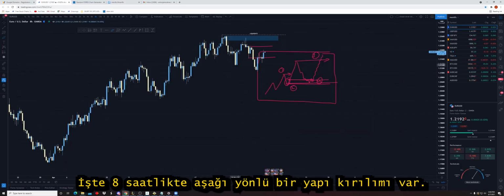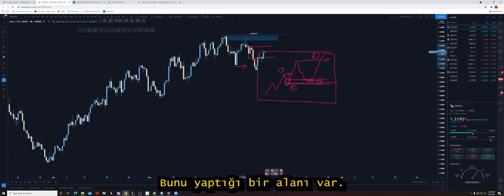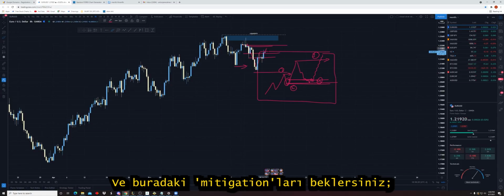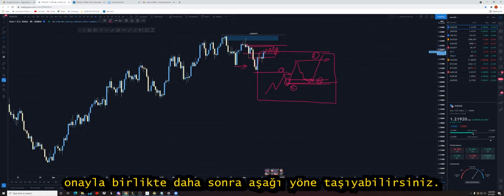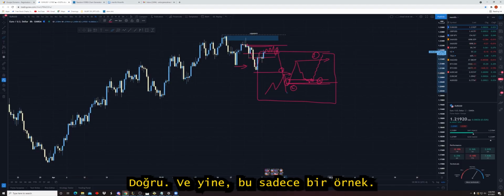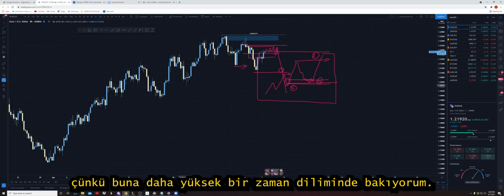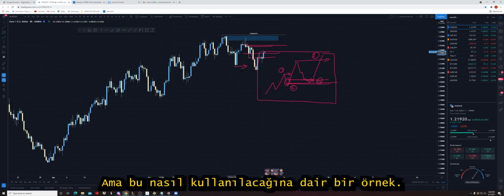Here we go on an 8 hour: break of structure to the downside, with an area from which it did it. You have an area of liquidity, and you expect the mitigation in here with confirmation that you can then take to the lower side. And again, this is just an example. Of course, this is my liquidity right now because I'm looking at this on a higher time frame, but this is an example of how to utilize it.